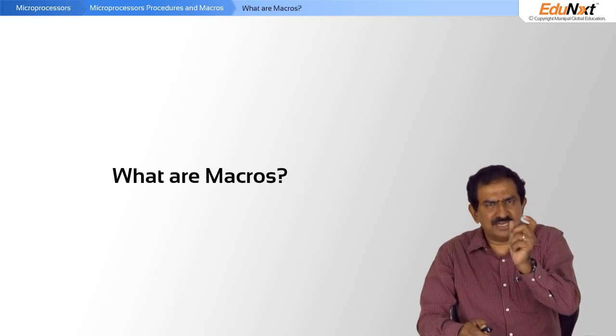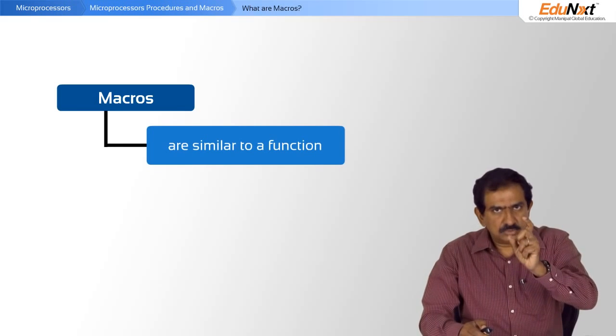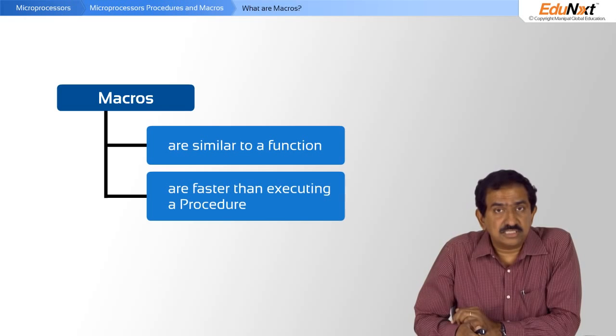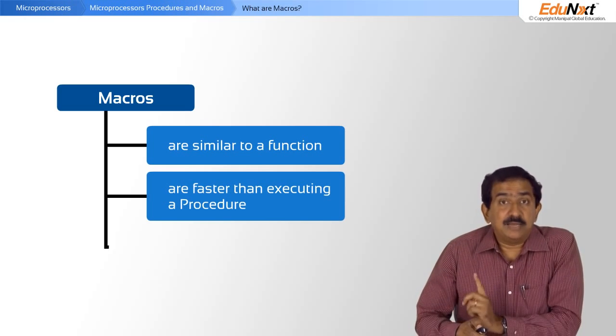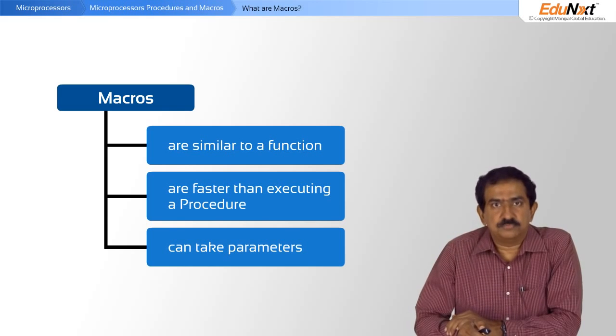Macros are a little different from procedures. Macros are actually more similar to a function than anything else. It is faster than executing a procedure, and macros can take parameters. Procedures cannot. That's the primary difference between macros and procedures. The two primary differences: one is it can take parameters, and the other is that a macro will get inserted in the main program as often as you call it.